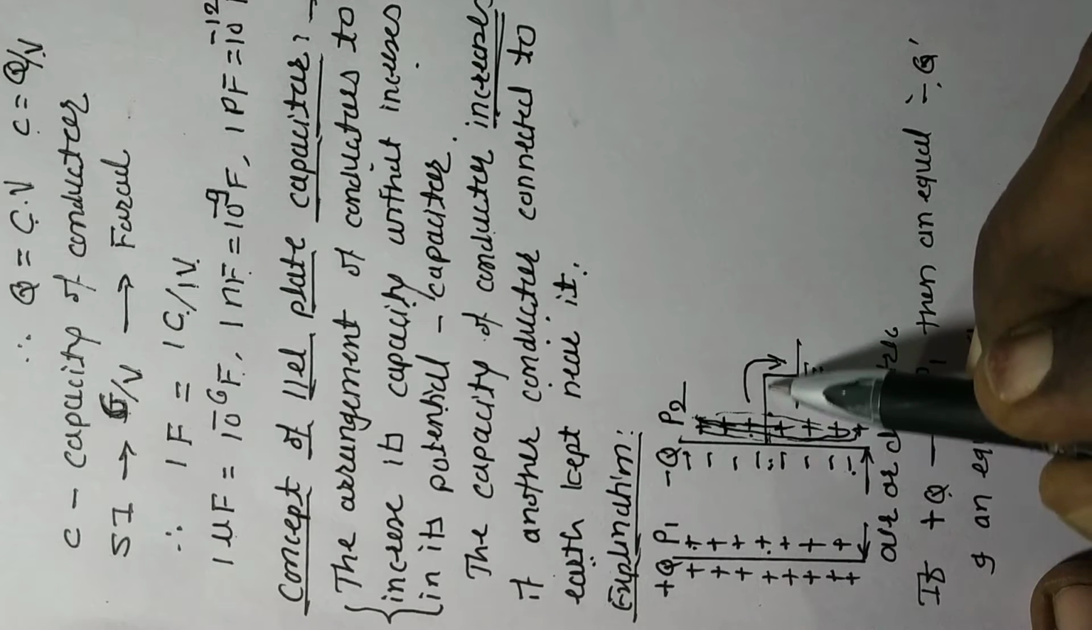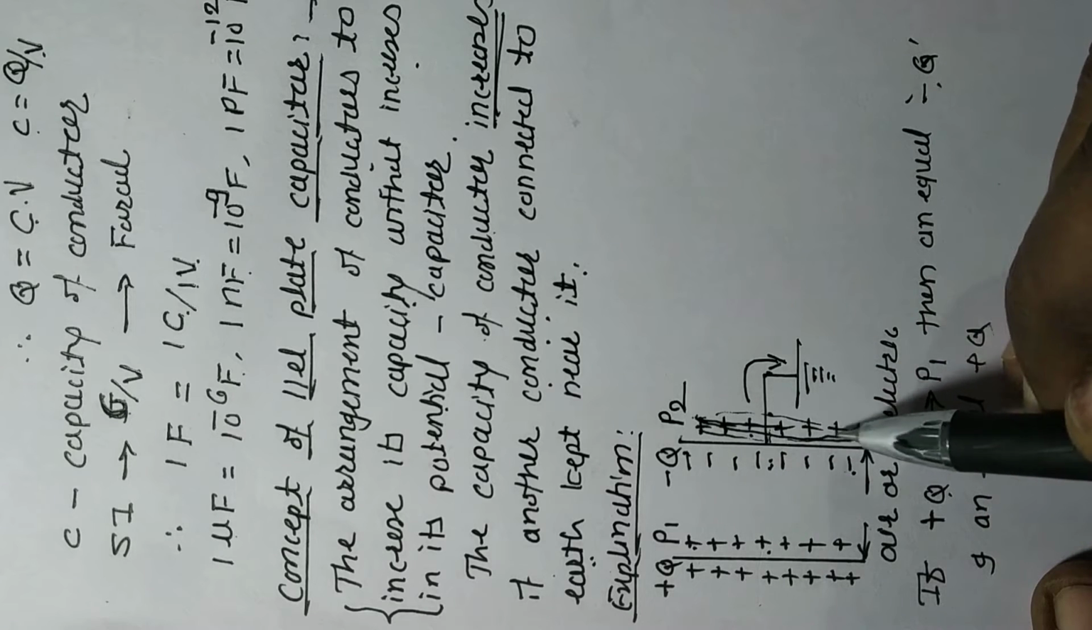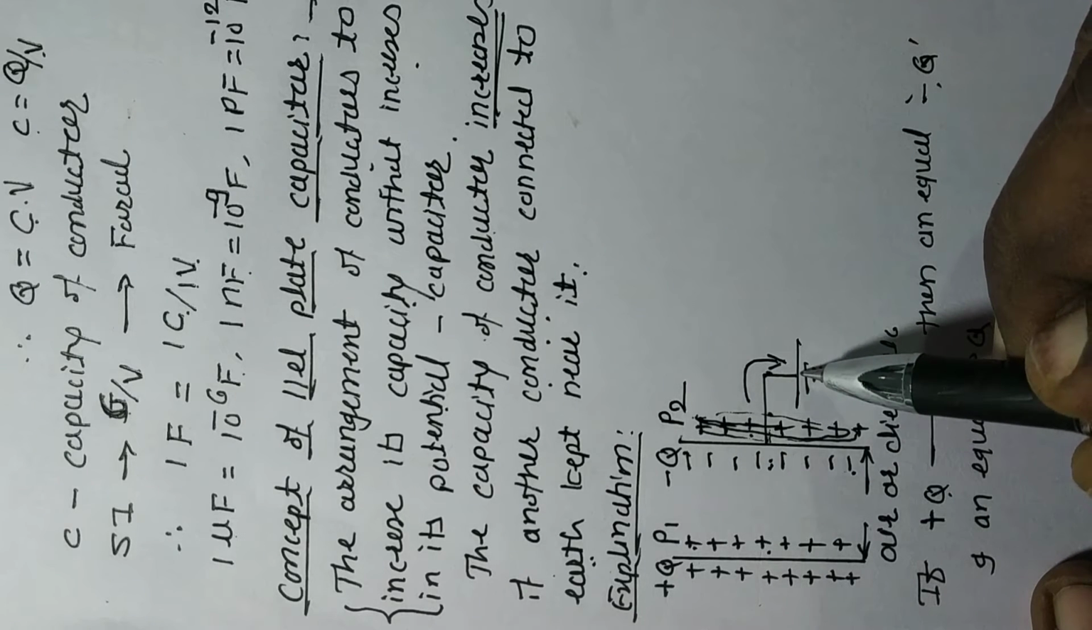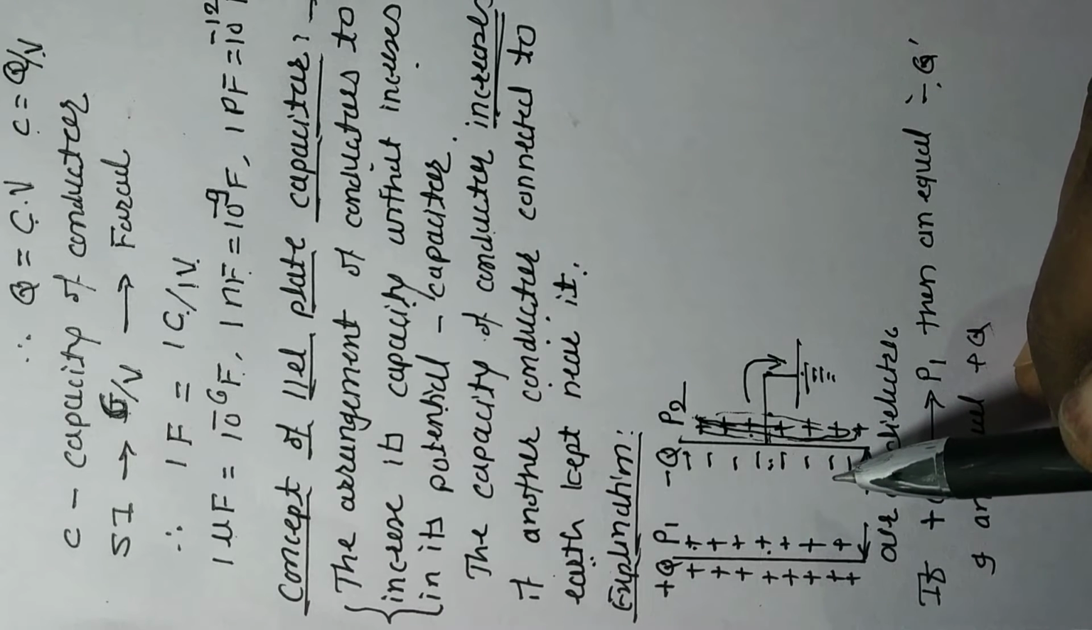जर आपण ह्या प्लेटला अर्थला कनेक्ट केलं तर हे जे पॉझिटिव्ह चार्ज असतात हे अर्थ मध्ये एस्केप होतात आणि त्याच्यावरती फक्त निगेटिव्ह चार्ज शिल्लक राहतात.